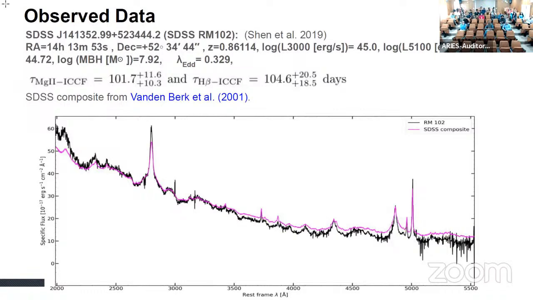So this black one is our source that we are using, and the other one is the composite SDSS spectrum. So we are comparing whether our source spectrum looks like the SDSS spectrum or not. Another reason for using this source is that we have sufficient information about it, like the time delay for MgII, H beta, and the intensity ratio. All this information we have for this source.